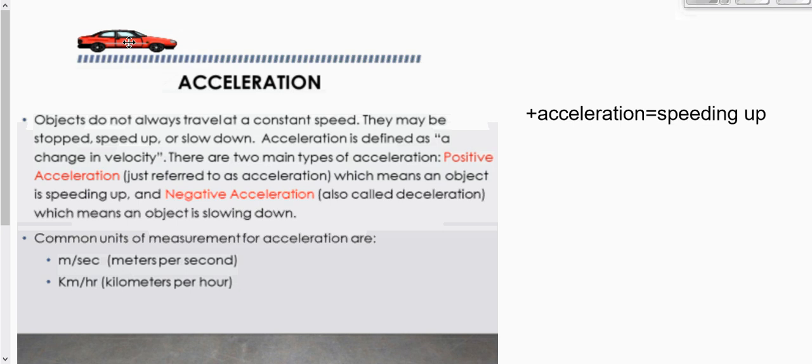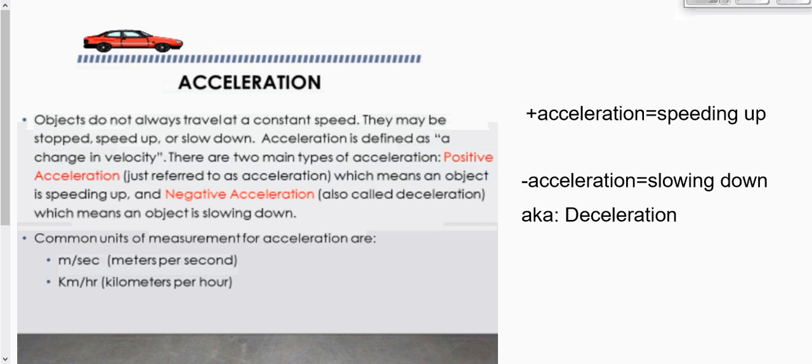If a car was traveling at a constant velocity and then started to increase the speed that it was traveling, we would call that positive acceleration. We can also talk about negative acceleration, or slowing down. If this car again was traveling at a constant velocity and then slowed right down, we would say that it was decelerating or had negative acceleration.